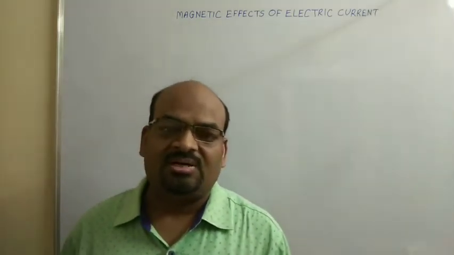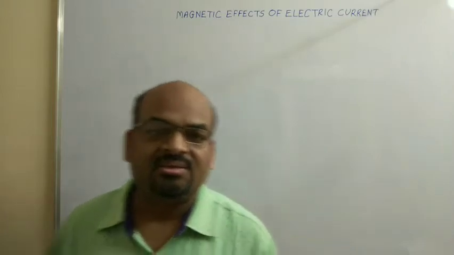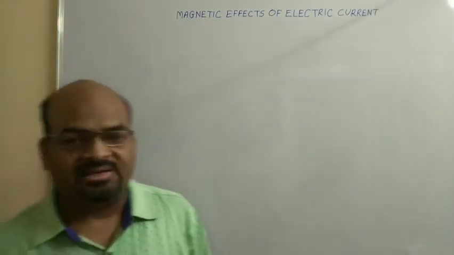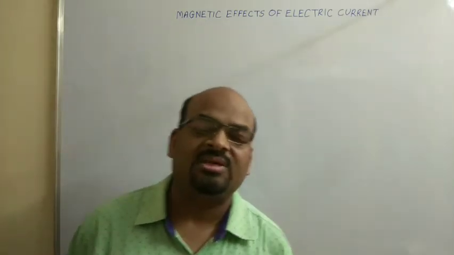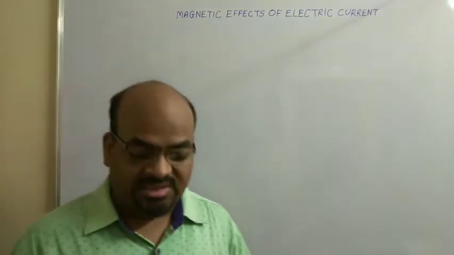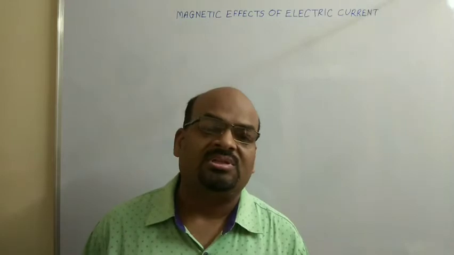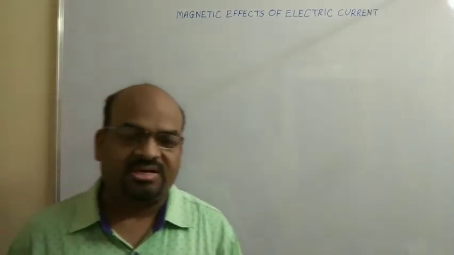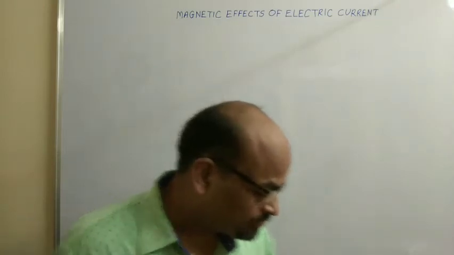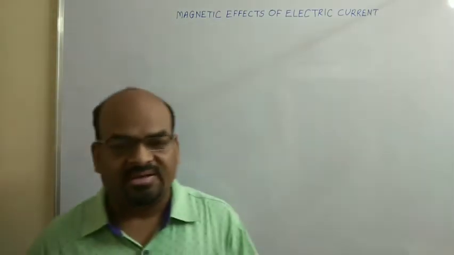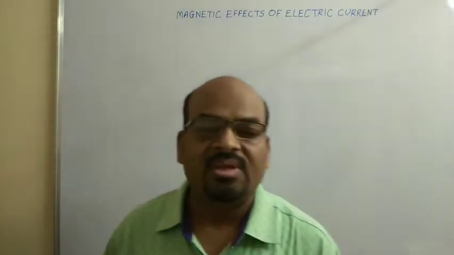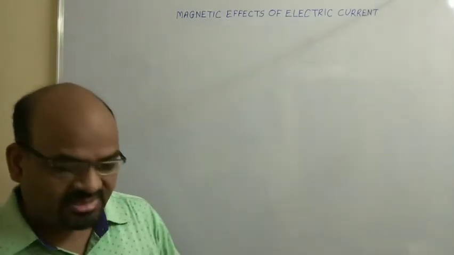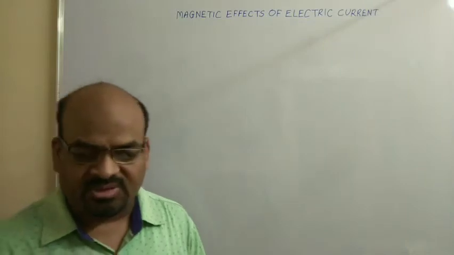Now I am going to start the second chapter of electricity, that is the magnetic effect of electric current. In the previous chapter we discussed the heating effect of electric current. Now we are going to discuss the magnetic effect of electric current. So before starting it, we have to show some properties of magnetism, which is shown by a bar magnet or natural magnet, you can say.